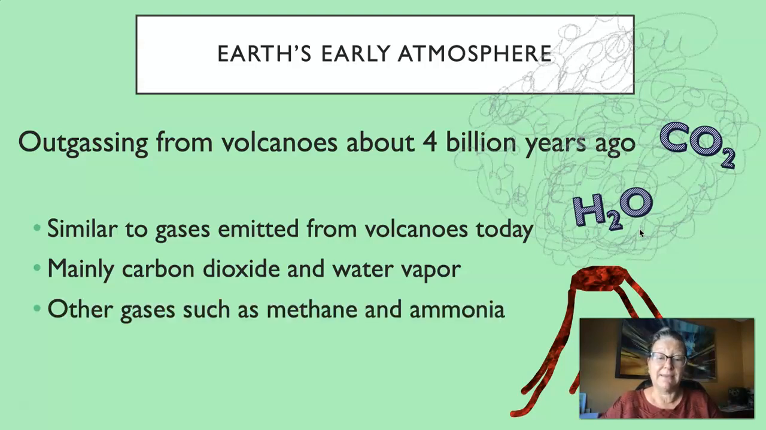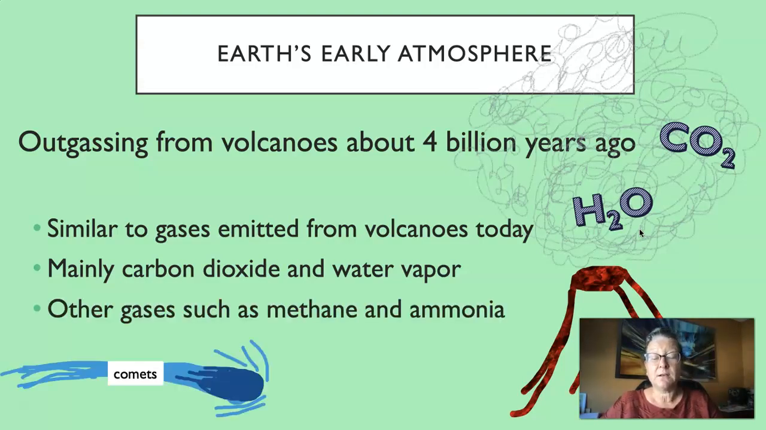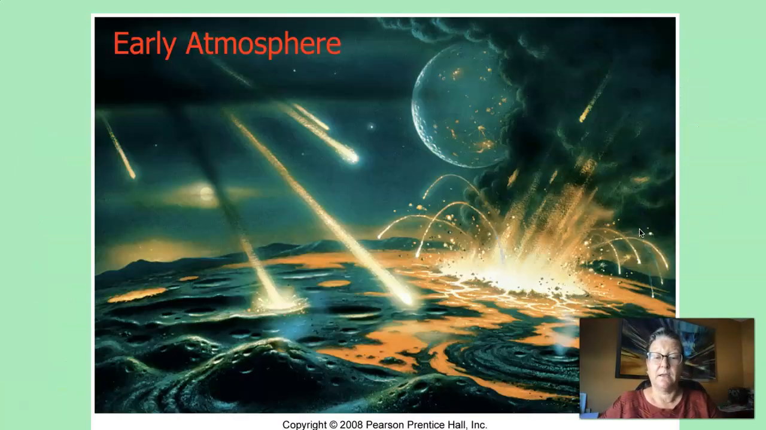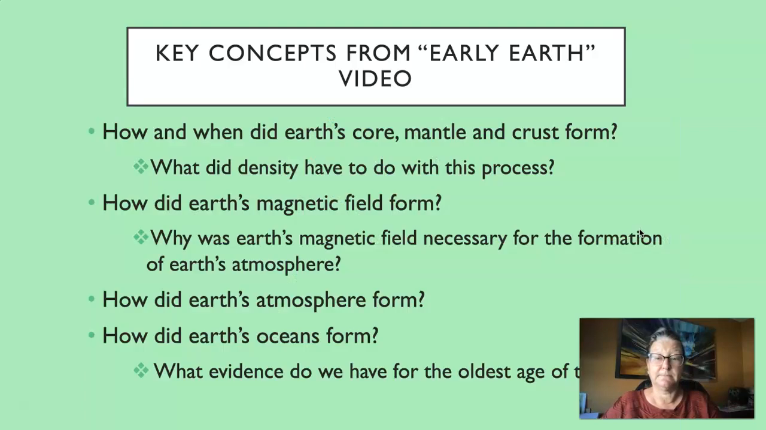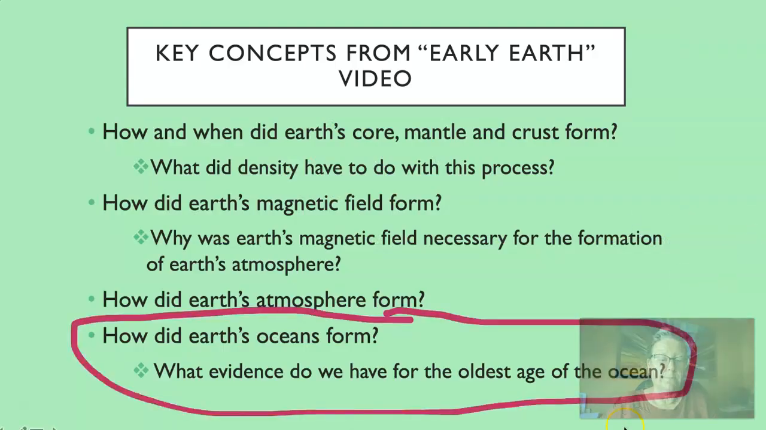Some other things like methane and ammonia. Also, many scientists believe that comets brought some water as well. Here's an artist's depiction of what the early atmosphere might have looked like. Again, not very hospitable.